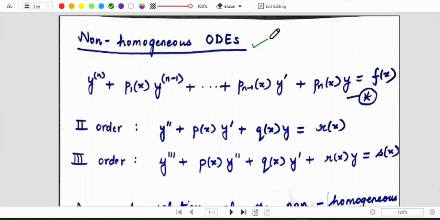In today's video, we are going to start with non-homogeneous ordinary differential equations. Of course, they'll be linear. In the previous two videos, we discussed linear homogeneous differential equations with constant coefficients. Now this time, we are going to consider non-homogeneous ones.